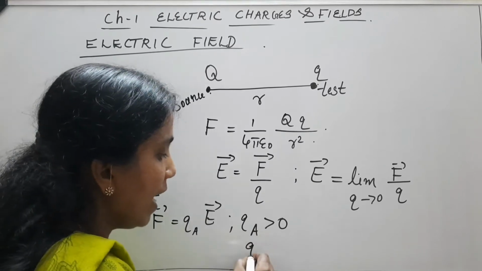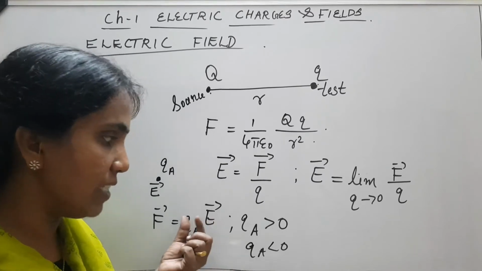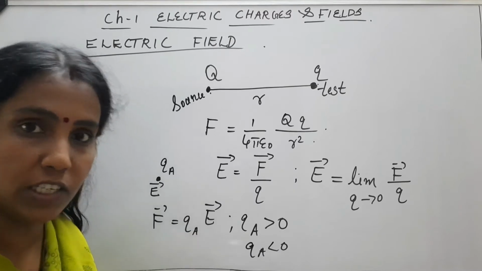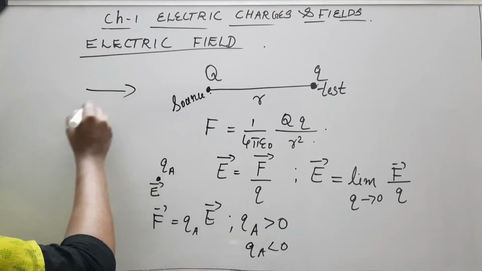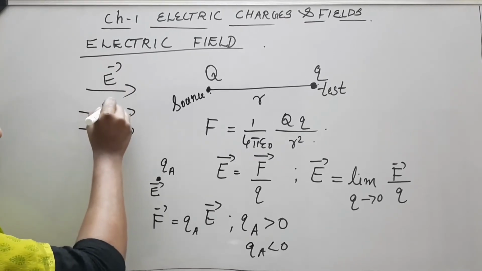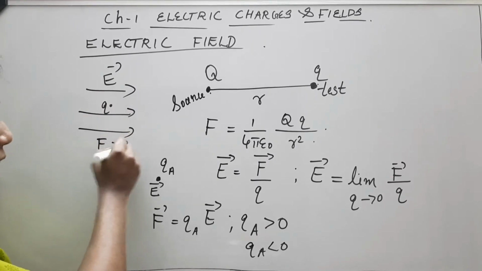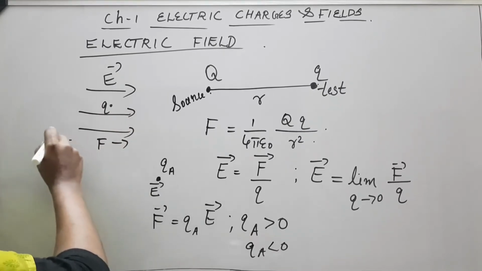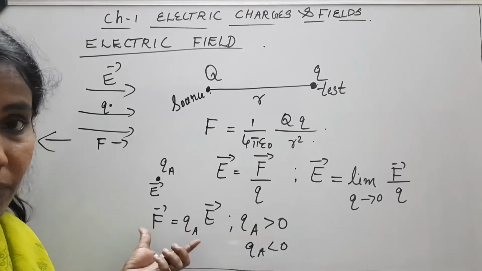If QA is less than 0, meaning the charge is negative, the force experienced by the charge will be opposite in direction to the electric field. That means if the electric field is given like this, suppose this is the electric field and a charge Q is kept. If this charge is positive, the force experienced will be in this direction. If the charge is negative, the force experienced will be in the opposite direction. That's what we can conclude from this equation.